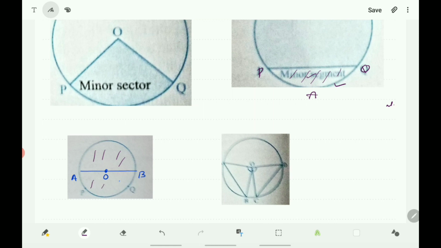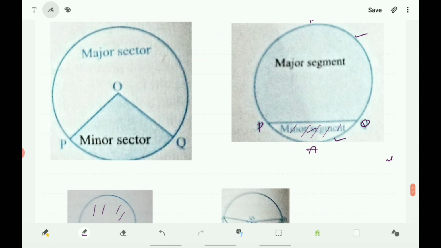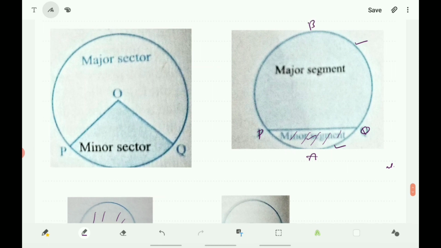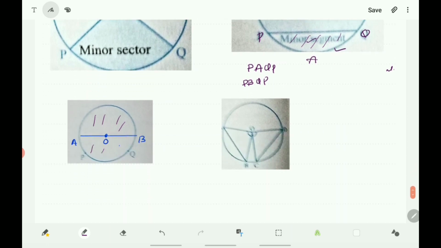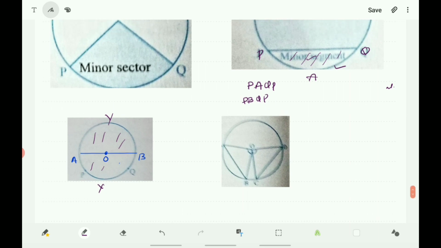Here you can use four letters to represent a segment. The minor segment is PAQP and the major segment is PBQP. And if you take X and Y here, AXBA and AYBA are the semicircular regions.